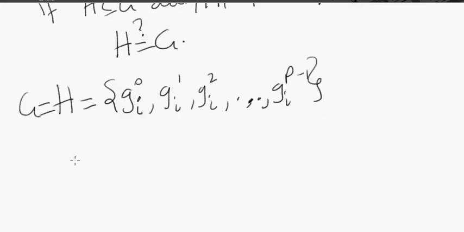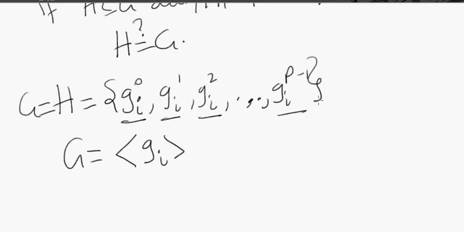Suppose this is actually our group G. If this is our group G, what does this tell us? Is this telling us that G can be generated by only one element? That is, if we know g_i and we know the order of G, we can generate all the elements. One element: g_i to the 0, g_i to the 1, g_i to the 2, up to g_i to the p minus 1.